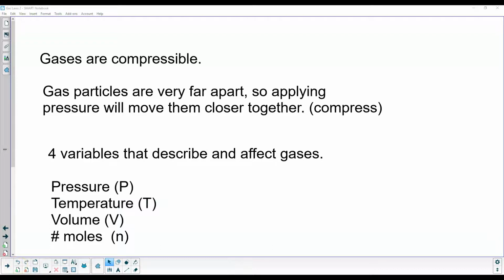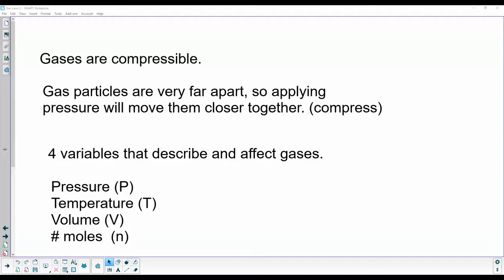As we mentioned before, some of these properties of gases, the first thing we have to understand, gases are compressible. We can push them together. We can force those atoms or molecules closer to one another because there are spaces in between. They're generally far apart. Applying pressure moves them together. We can compress them. You may have an air compressor at home, which takes air and smashes it together and increases the pressure.